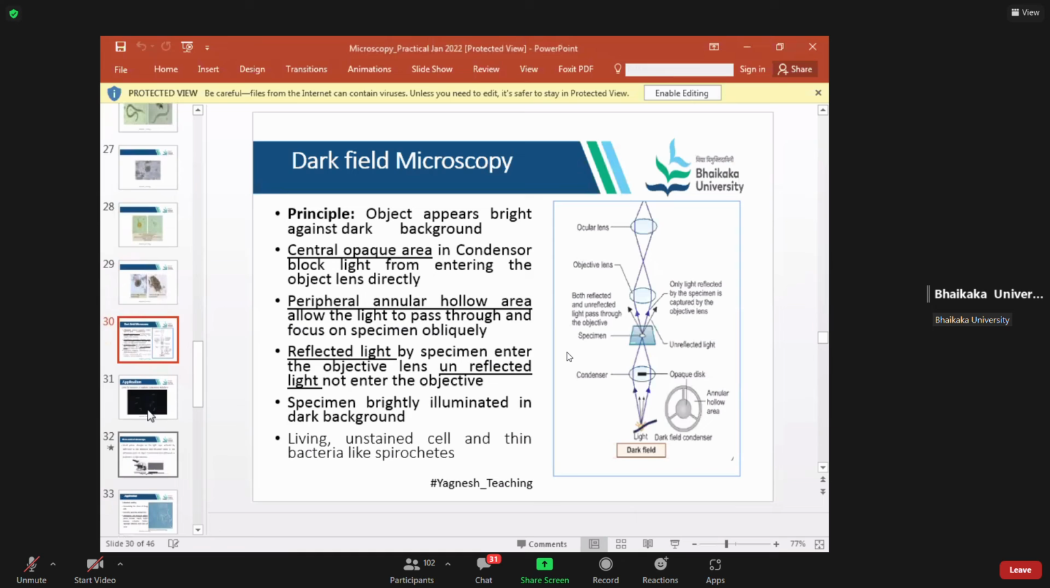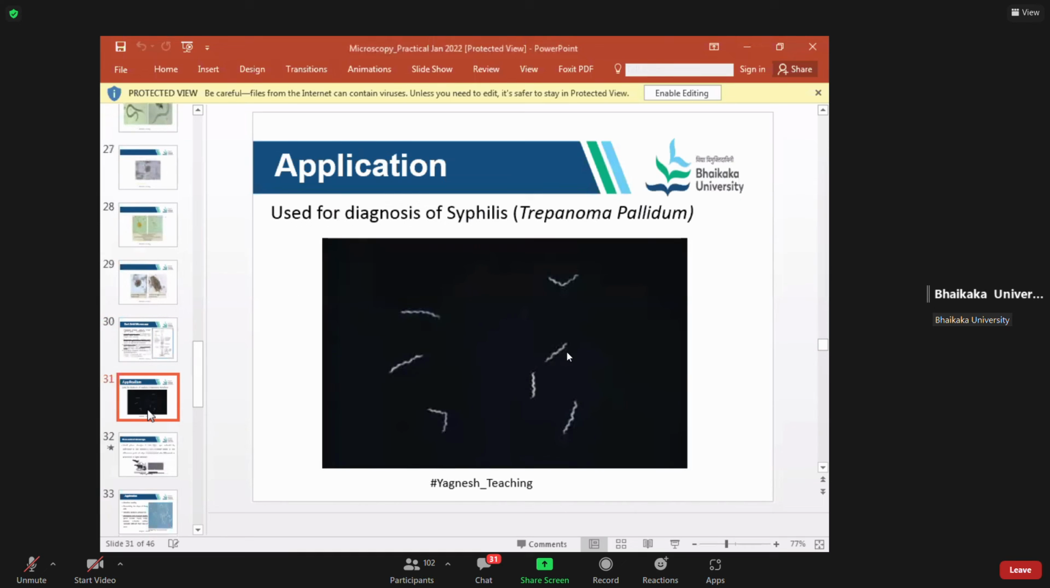Now you see this. This is the application. Under the dark background, Treponema pallidum, the spirochete organisms, are seen. Otherwise this organism cannot be seen under the light microscope.